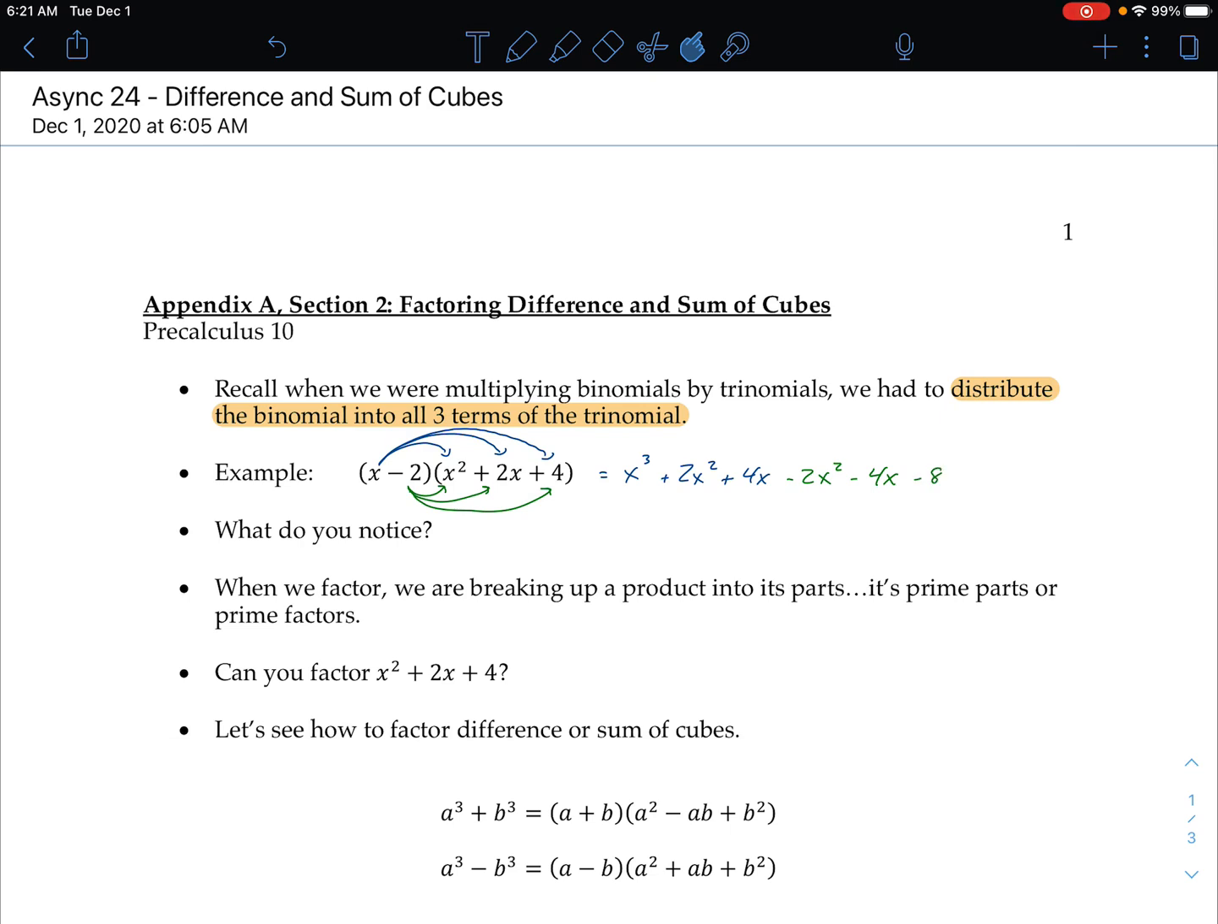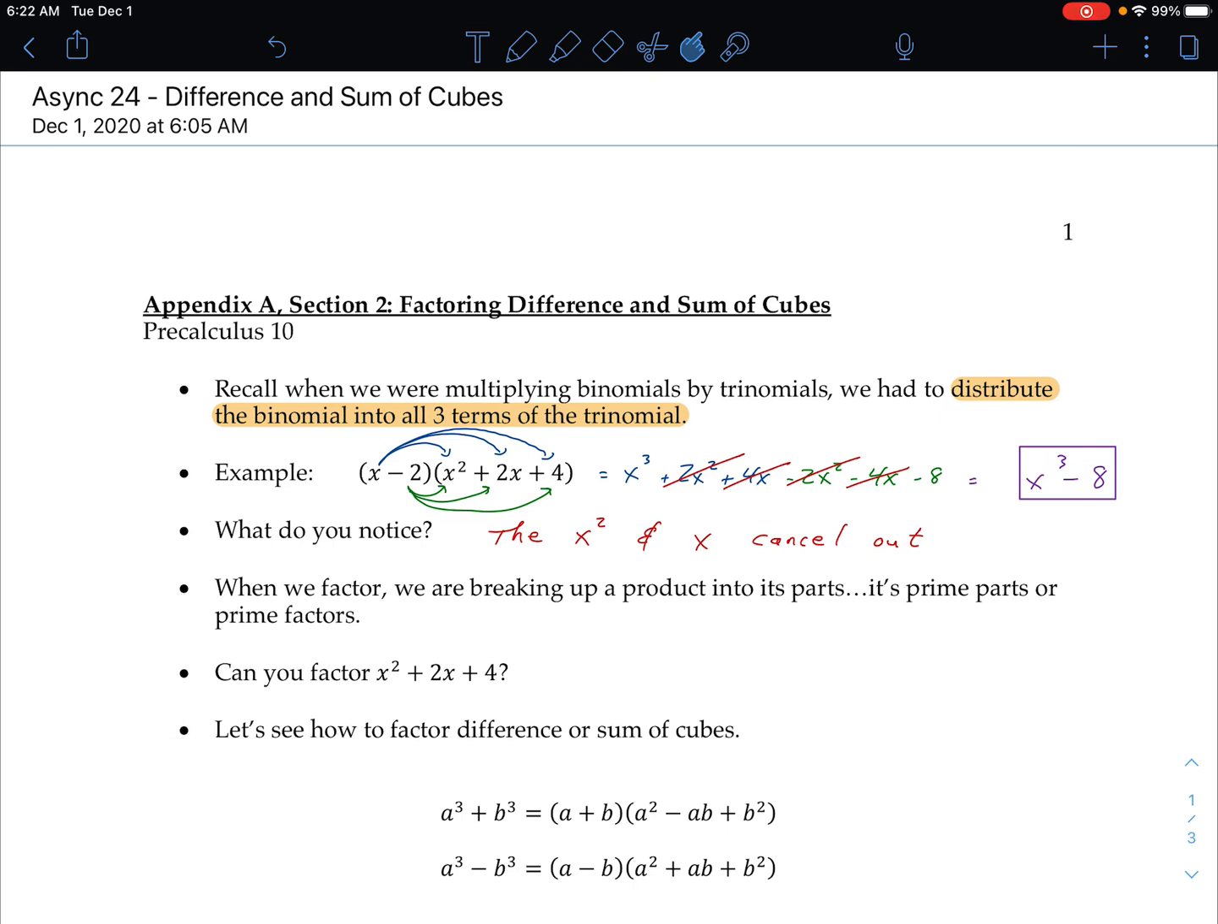What do we notice happens? Well, the x squareds cancel and the x's cancel out. For this particular binomial times trinomial, those cancel out and we just get x to the third minus 8. That's our answer. So this is a very particular binomial times trinomial where all the middle terms cancel out, and we only get the x to the third and the 8.